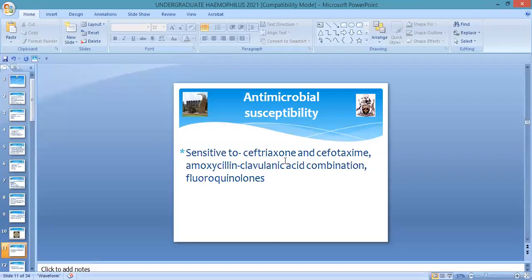But always be guided by an AST profile, because you may find that some strains are also resistant to the ceftriaxone or even the amoxicillin. Okay, so always be guided by an AST profile.